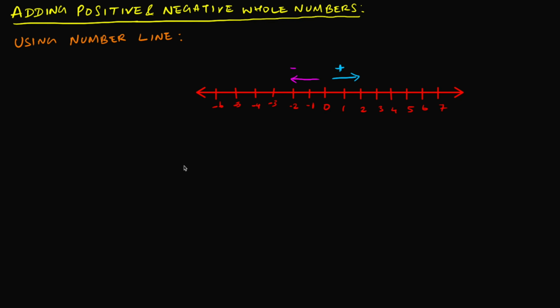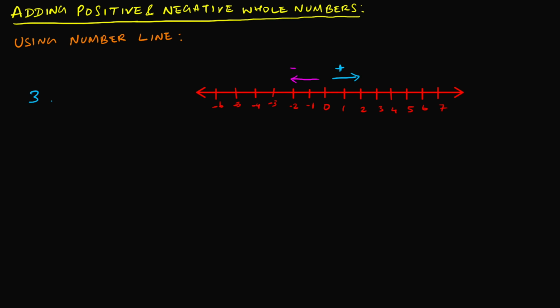Hi, in this video we are going to look at adding positive and negative whole numbers using number line method. So this is the number line that we have. These are the positive numbers and these are the negative numbers. Now using number line method, we'll first see how to add two positive numbers.